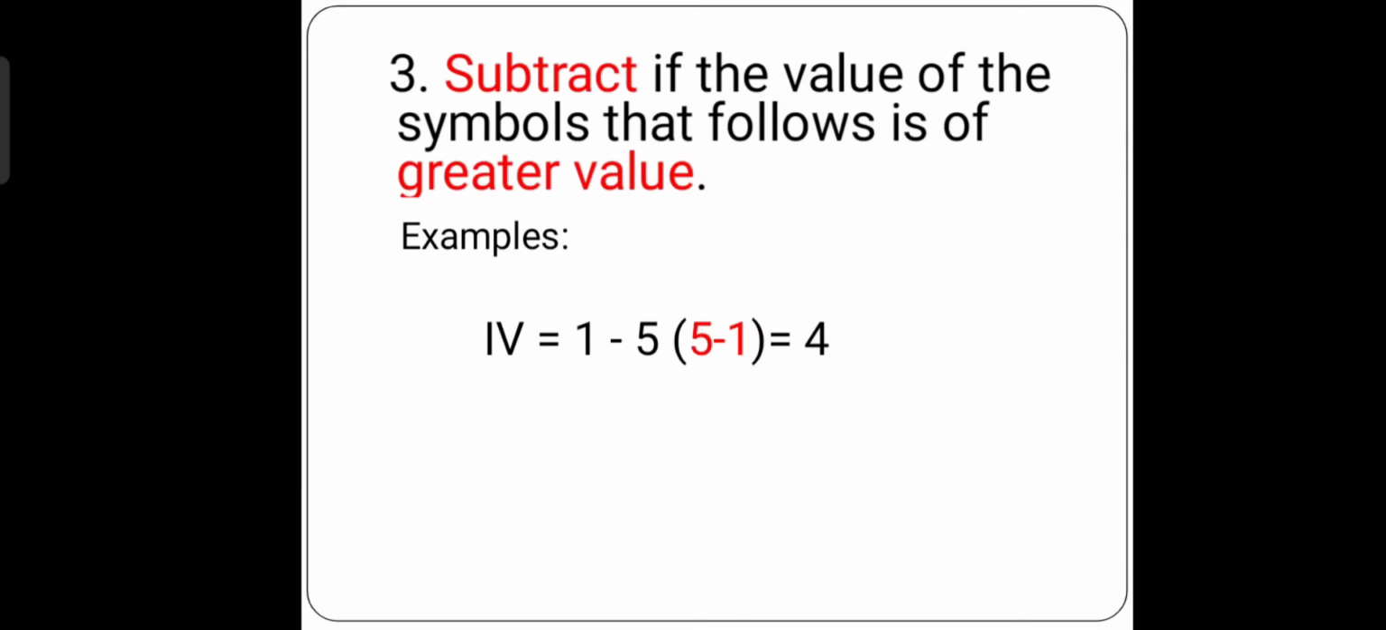Next example, XL. L is greater than X. So, we will also subtract. We have here, X is 10, and then L is 50. So, we will subtract 50 minus 10 equals 40. So, the value of X and L is 40. You understand? What will we do? If the value that follows the symbol is of greater value, we will subtract.